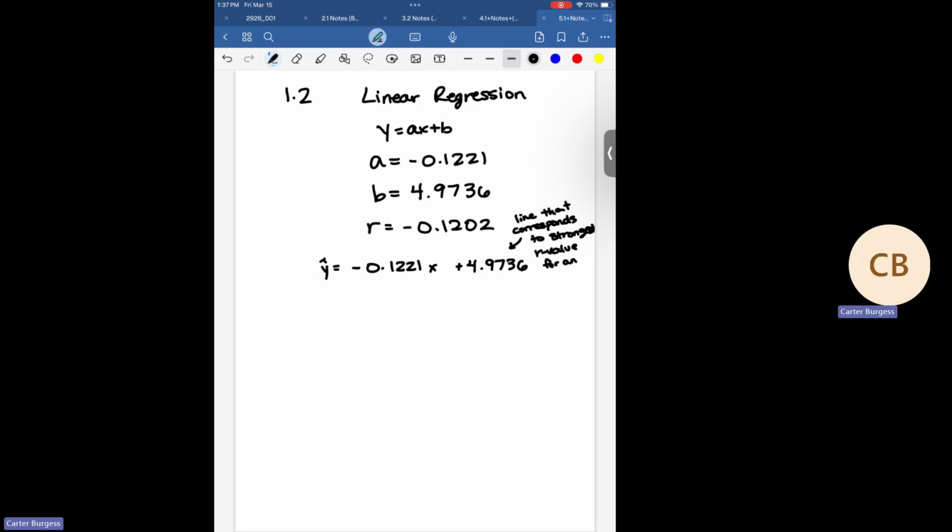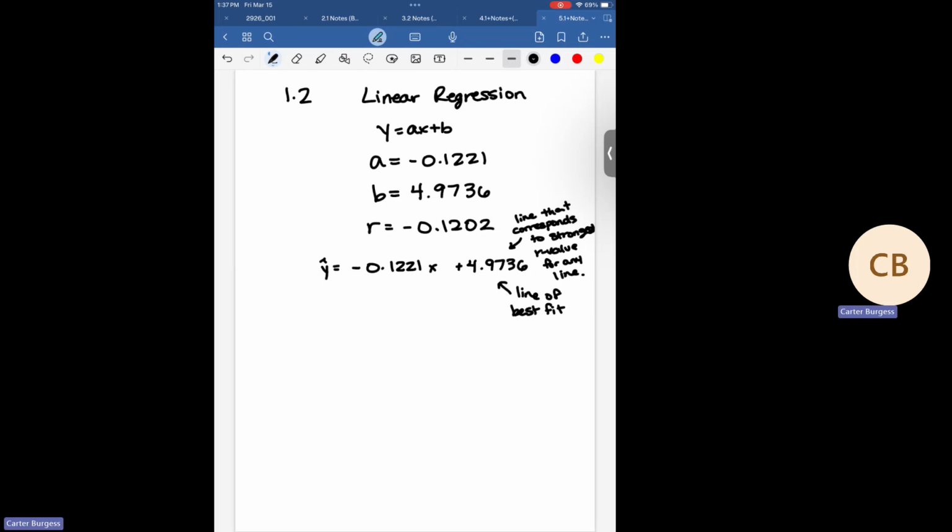For any line. Right? We can try other lines, they're not going to fit as well. And therefore, it is often called the line of best fit, because it's the line that fits the best.